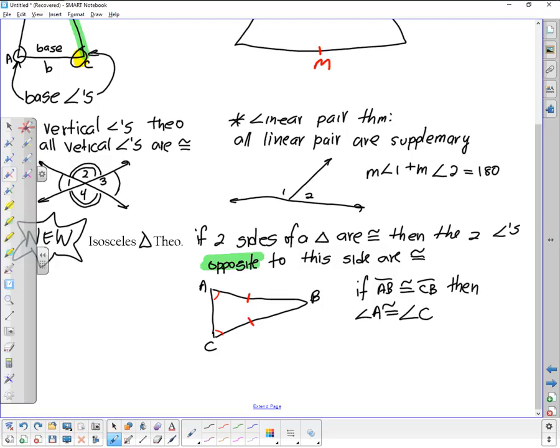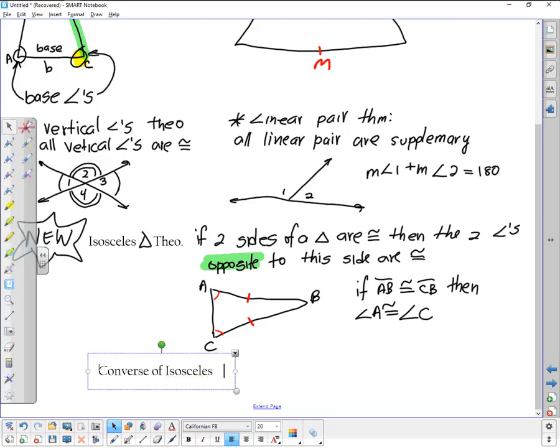Okay, now we have something called the converse of the isosceles triangle theorem. And what converse means is whatever you say, now say it backwards. What that means is you change the order of what you're saying. So the converse of the isosceles triangle theorem says the following.